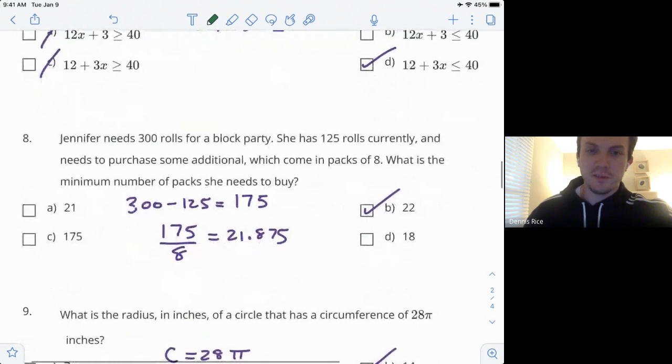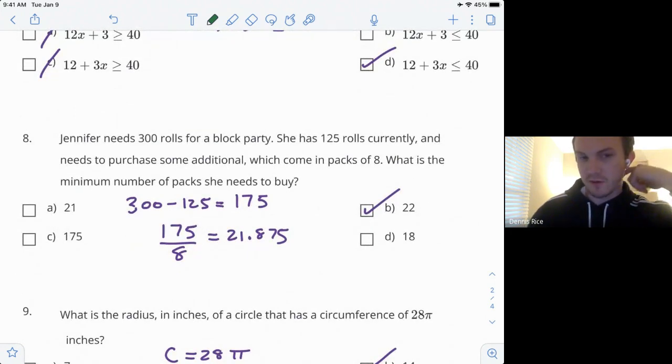This one was kind of similar to the spoons one we just did. You get about 21.8, which means you have to round up. Look at choice A. Some of you guys might have fallen for that during the quizzes and chosen A on your iPads. It ends up being 22. We have to round up, it says the word minimum. Hey, I need 22. 21's not going to cut it.